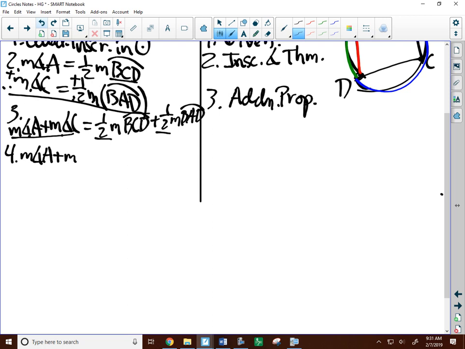Let's do a GCF. So the left side is going to stay the same. Measure A plus measure of angle C. Right side, I'm just factoring out a GCF of 1/2. So I'll be left with the measure of arc BCD plus the measure of arc BAD. This is a good review back from Unit 1. What property is that? GCF, when you're factoring something out.